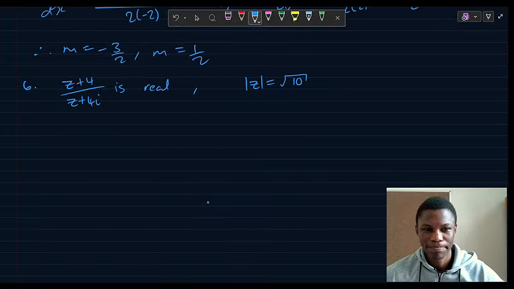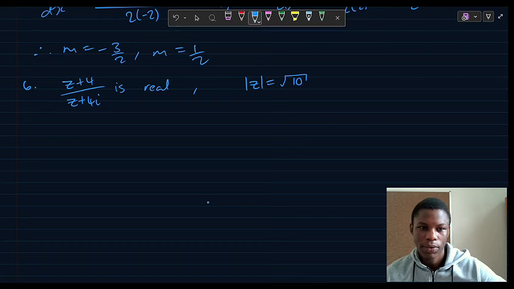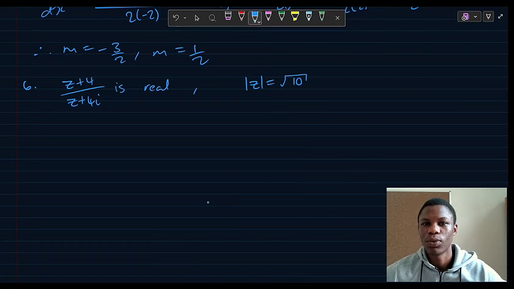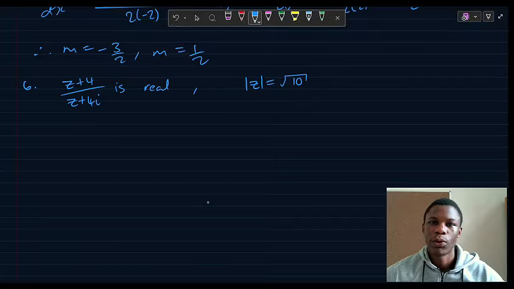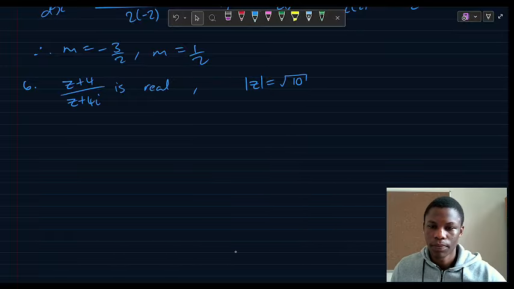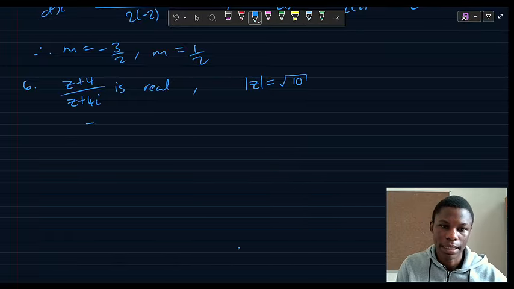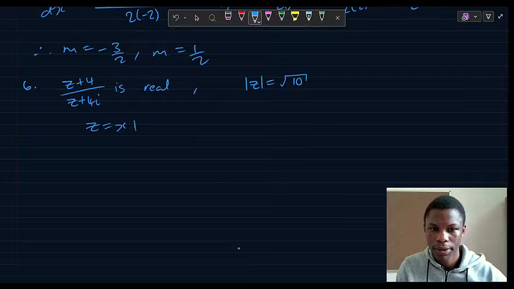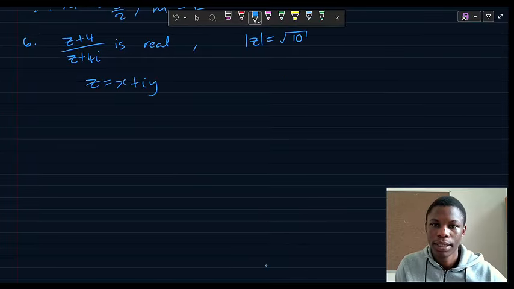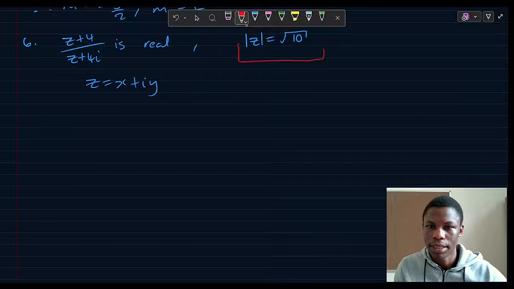6 marks. Okay, so the way we want to approach this question is we want to create two equations in terms of x and y, and then solve those two equations simultaneously. So we have been told that z is equal to x + iy. I'll start with this because this is easier. It's going to give us one of the equations, and then the other equation is going to come from there.